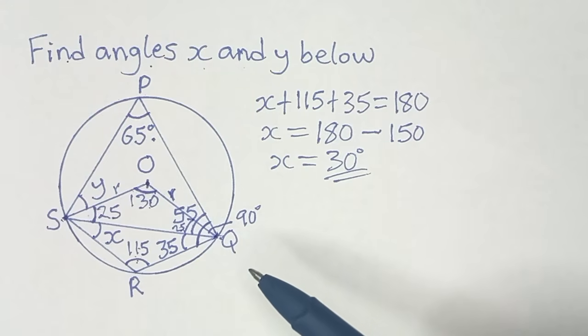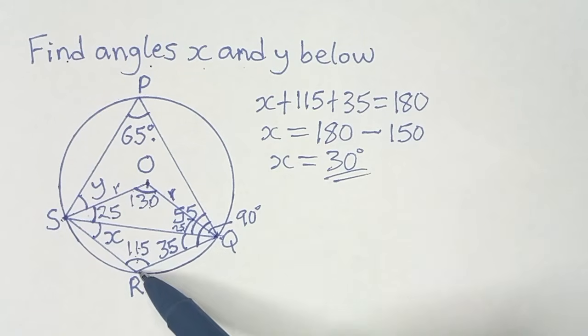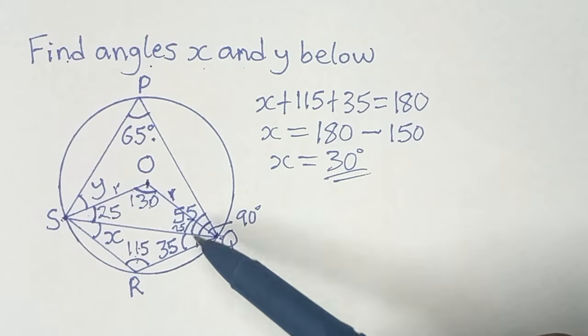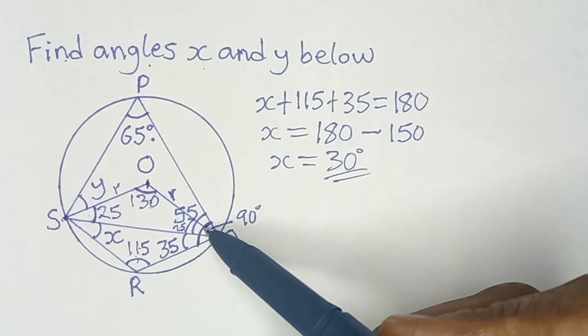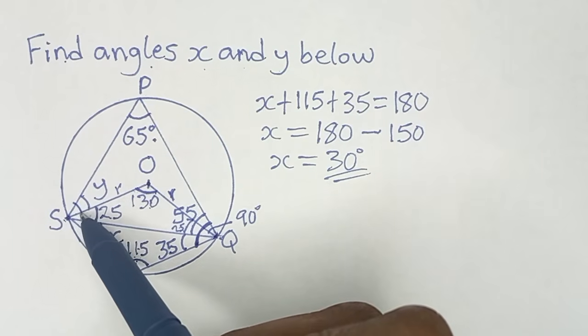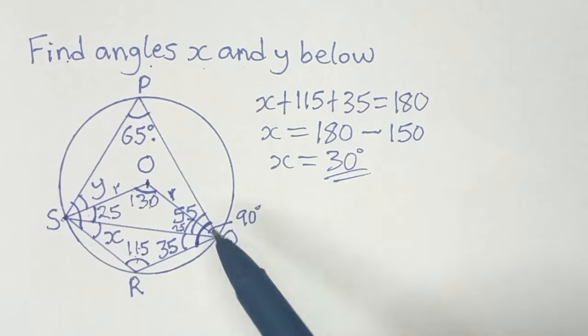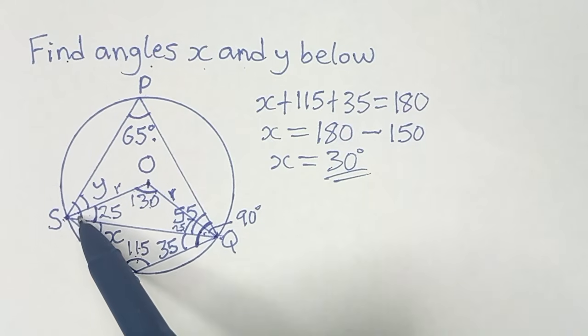Then finally, for us to get the value of Y, we should remember that this is a cyclic quadrilateral as well, and that the opposite angles of a cyclic quadrilateral are supplementary. So if this angle is 90, then its opposite angle too will be 90, because the opposite angles add up to 180. 180 minus 90 is 90. So that means this angle is also 90.